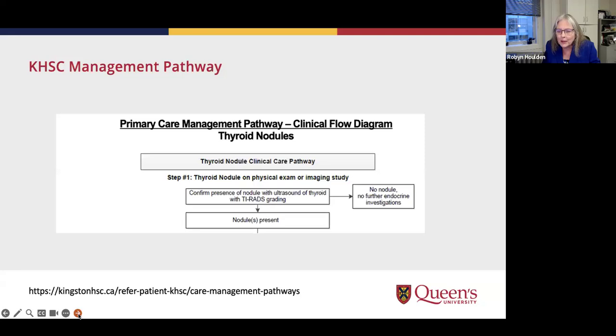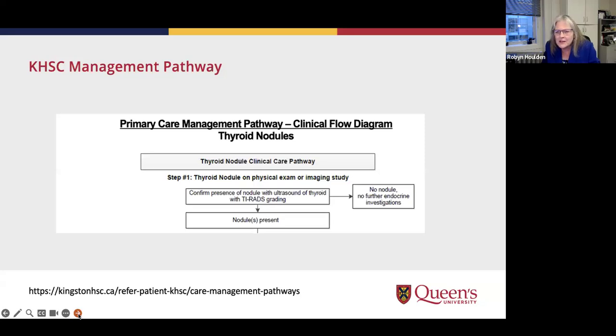But it's meant to help the local providers in the area know how to deal with thyroid nodules. So often these things are picked up on other types of imaging. So if you get a report about someone finding it on CT scan or MRI, you're going to really want to confirm that it's there, and you'll try and confirm it with a thyroid ultrasound, a dedicated thyroid ultrasound, and you're going to ask for the TIRADS reporting.